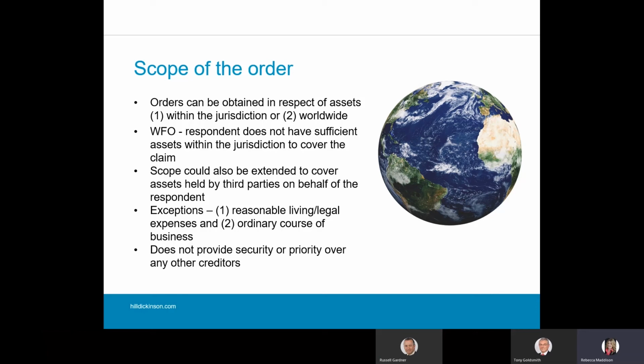There are two standard exceptions to a freezing order, and those are that the applicant is allowed reasonable living and legal expenses, and expenses incurred in the ordinary course of business, which we will consider a bit later. It's important to note that the freezing order doesn't provide security or provide any priority over any other creditors in respect of the respondent's assets. Its purpose is to preserve the assets.